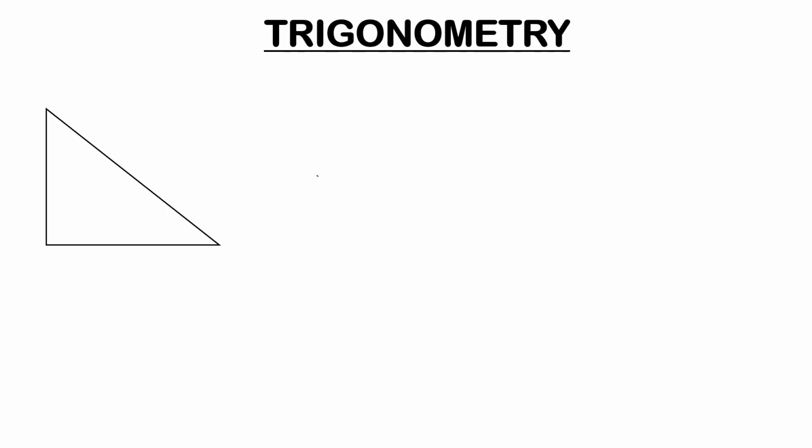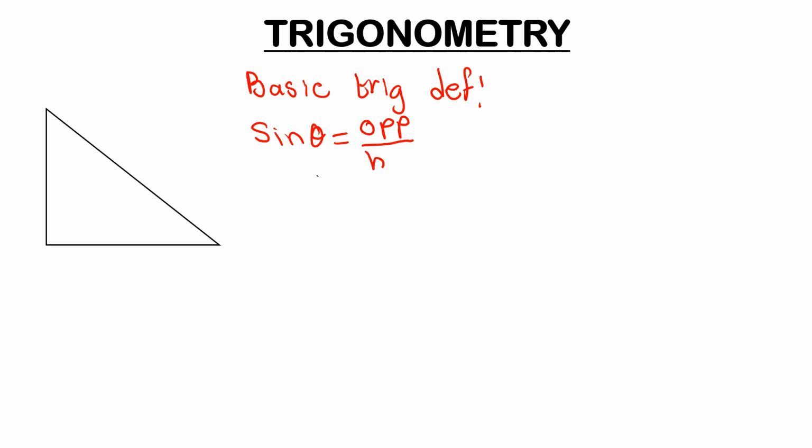Let's start with basic trig definition. So we have the first trig definition, which is sine of theta, which is equal to opposite over hypotenuse.